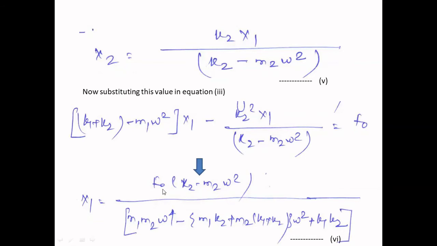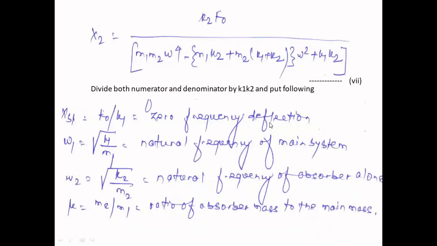Here you see that all the parameters in this equation are known. So you get the value of x1 in known parameters. Now you put this value of x1 in this equation of x2 so that you also get the value of x2 in terms of known parameters. So the value of x2 in known parameters is calculated in equation number 6.